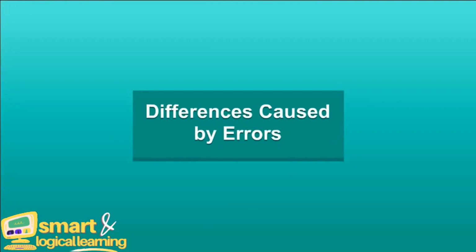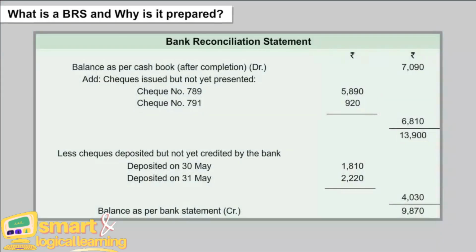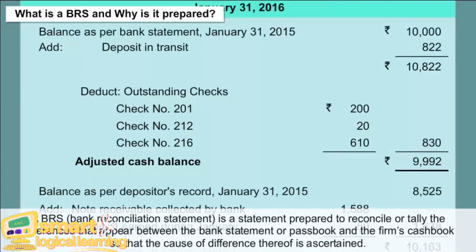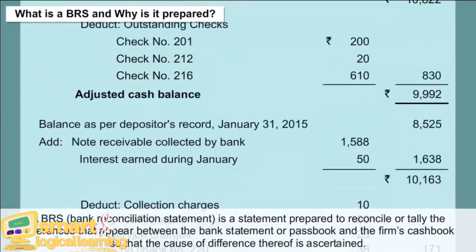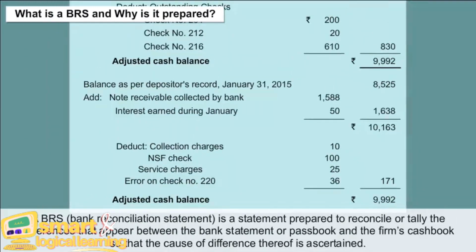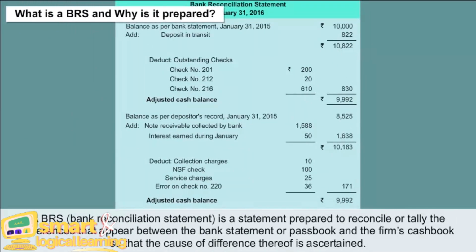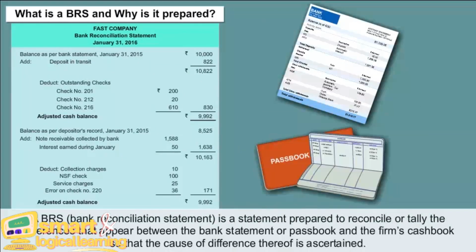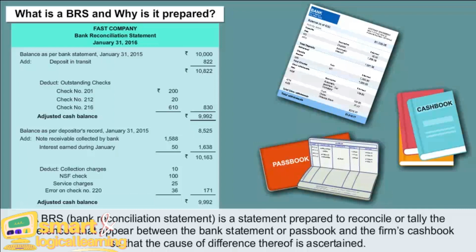Differences caused by errors. What is a BRS and why it is prepared? A BRS, or Bank Reconciliation Statement, is a statement prepared to reconcile or tally the differences that appear between the bank statement or passbook and the firm's cash book, so that the cause of the difference is ascertained.